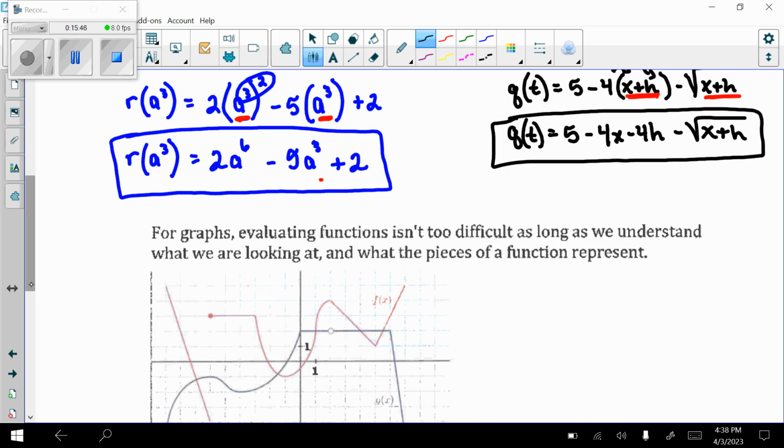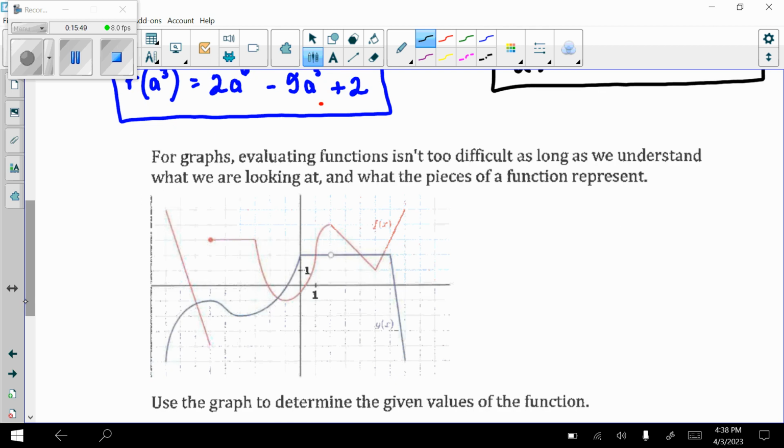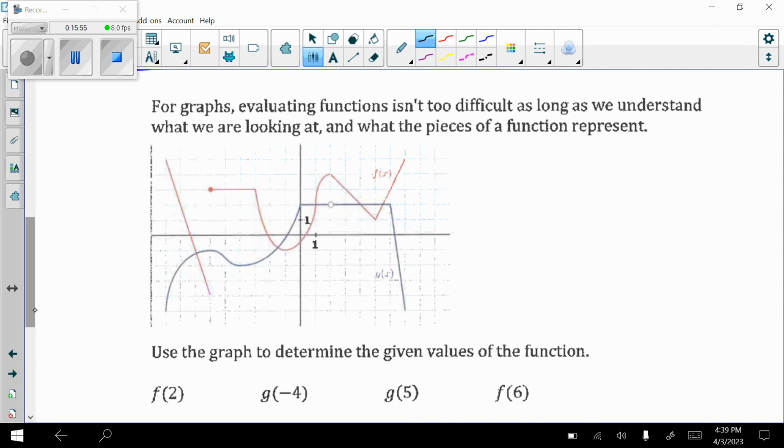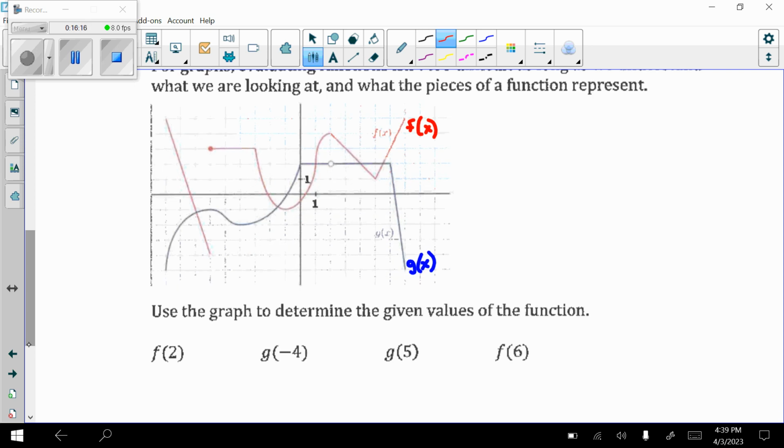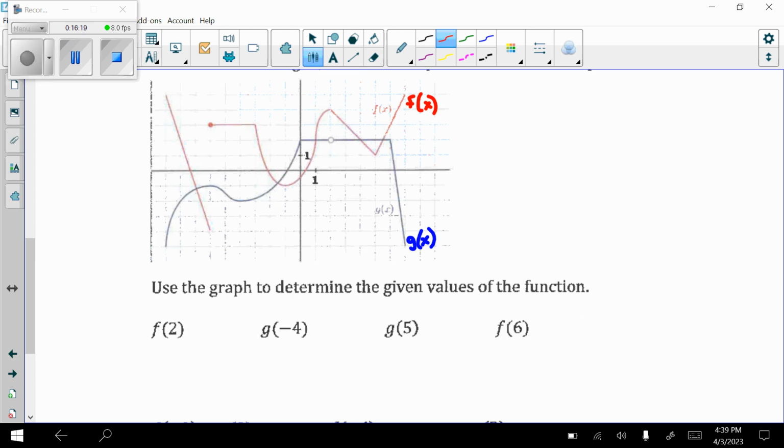All right, so for this last example, you can look at a graph and you can evaluate a function as long as you understand what you're looking at. Okay, so I have 2 different functions here. One is in blue. I believe this is g of x. And then the one I have in red is f of x. So remember, your input for evaluating is going to be the x coordinate. So if I want to evaluate f of 2, I'm looking at the red graph. My input is 2, so x equals 2.